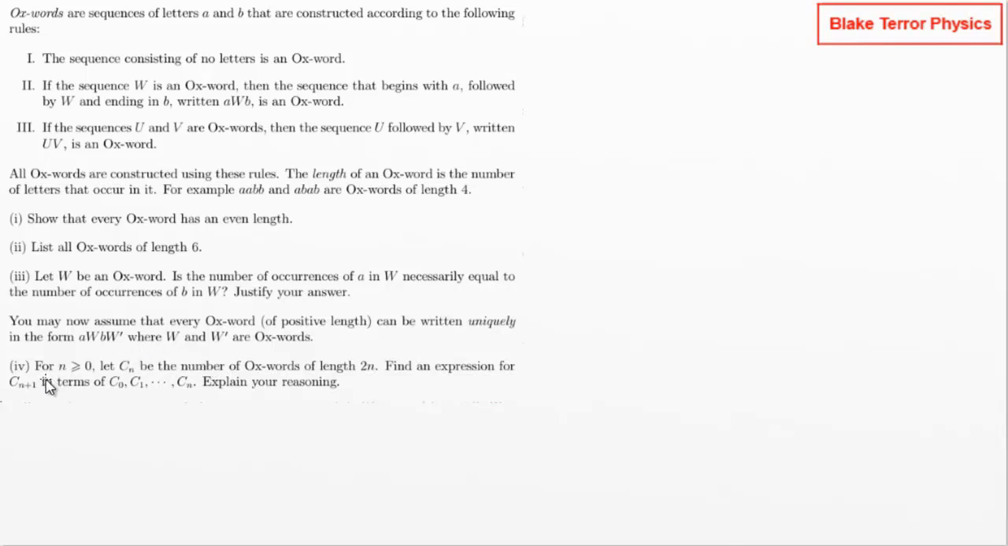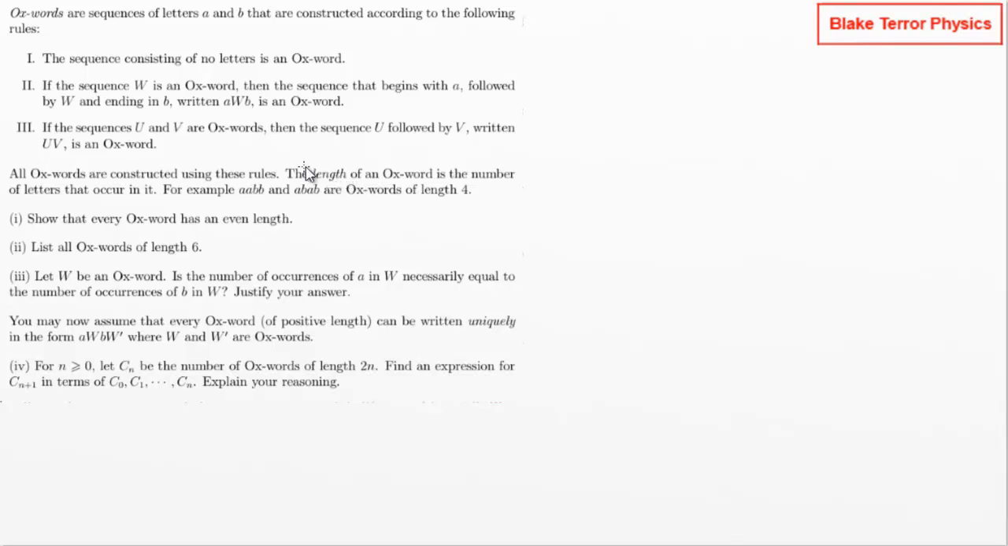Right, for n greater than or equal to 0, let Cn be the number of Oxwords of length 2n. Find an expression for Cn plus 1 in terms of C0, C1, all the way up to Cn. Explain your reasoning. What? Right, I don't know where to start on this. So is it the usual, we've got something to do with permutations.